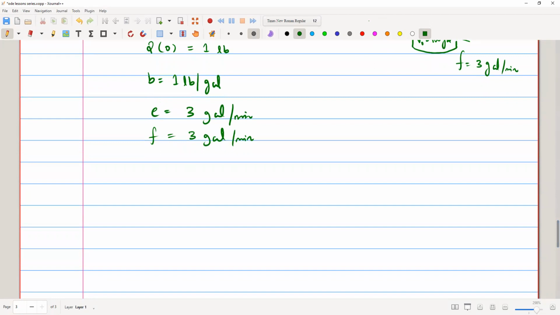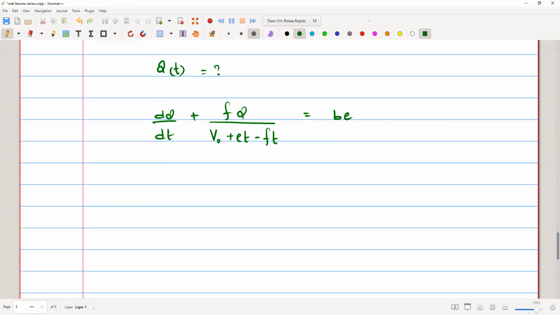So it's in the condition of equilibrium, and we need to find the amount of salt in the tank at any time t, that is Q of t. So we need the expression for Q of t. Therefore, we already derived the expression as dq over dt plus fq over v naught plus et minus ft equals be.